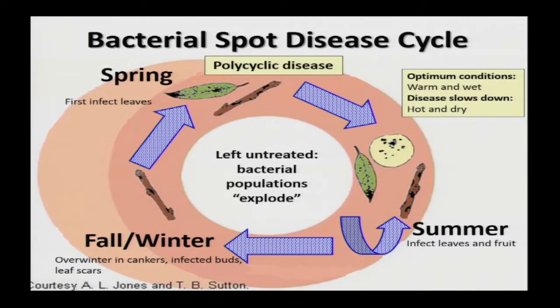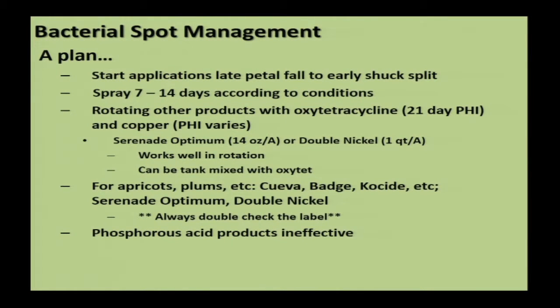Okay, for bacterial spot, I'm just going to go through this real quickly because I'm running out of time. If bacterial spot conditions are present, when we're talking about warm and wet, which is just about every disease that we talk about, you're going to have to be managing every single week if the conditions are present, especially if you have susceptible cultivars. You can stretch it out to a 2-week period if it's hot and dry. If it's dry, the disease will slow down.